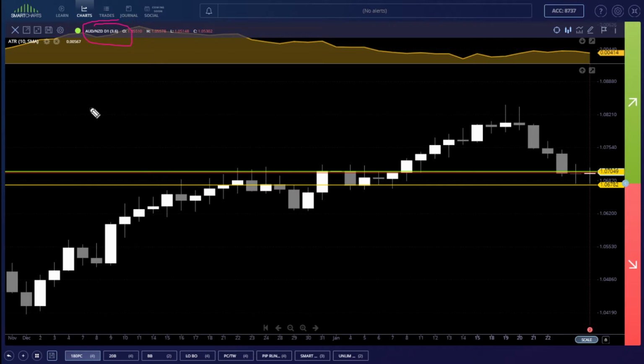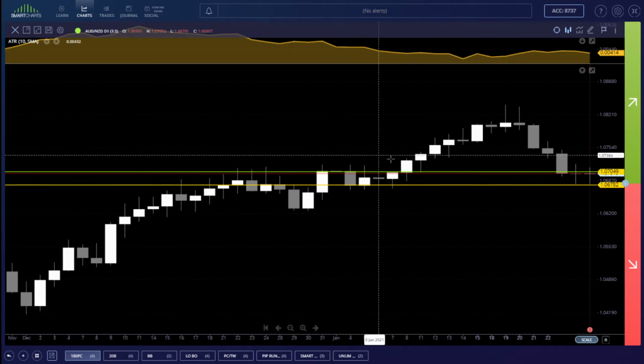But where do I start? First place I start is my daily. I'm going to take trades on my H4. I'm going to use the daily as my higher time frame, and I'm going to manage my trade, which I'll cover in a different video, on my lower time frame, one time frame below, H1.